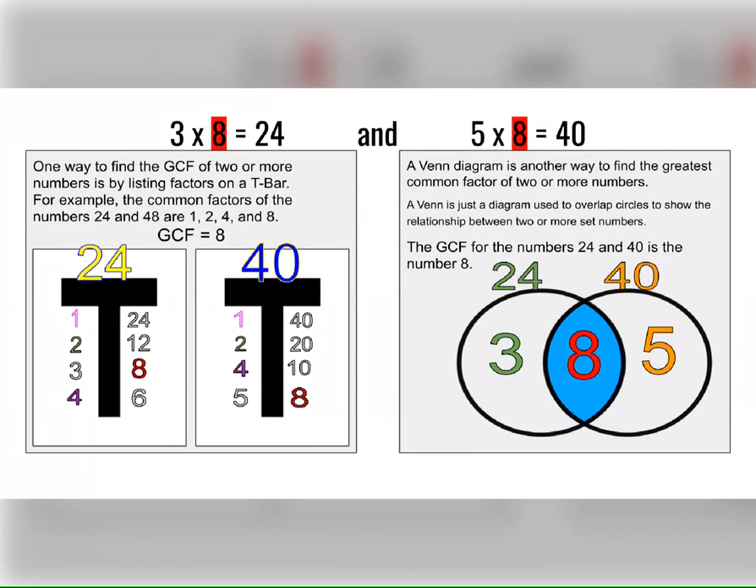We're going to do a T-bar for 24 and 40. So when we list the factors, we always start with 1 and itself, so 1 and 24. 2 will work because it's an even number, so 24 divided by 2 is 12. We check for 3 by doing the sum of the digits. 2 plus 4 is 6. 6 divided by 3 will work, so 24 divided by 3 is 8.